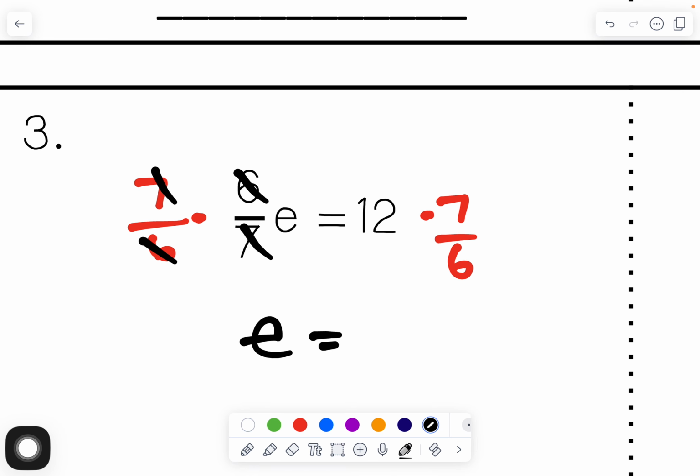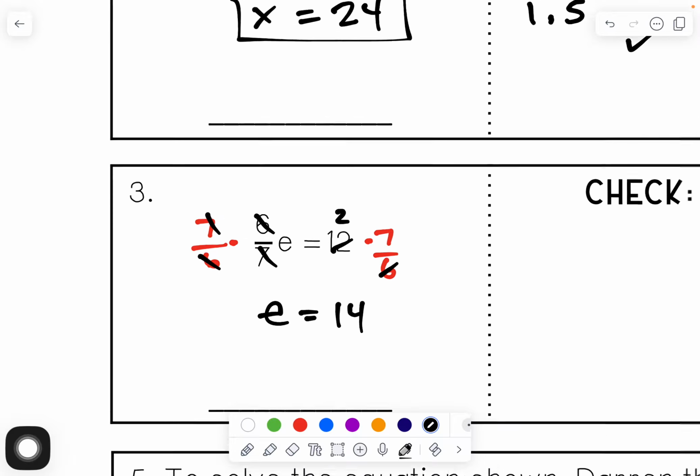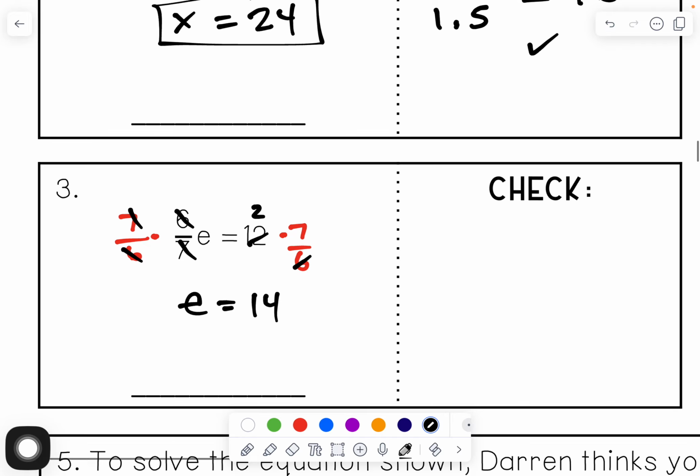Now the nice thing about simplifying this in my head, because I don't have a calculator, would be the 6 and the 12 reduced to 2. And I can do 2 times 7 to get 14 as my best answer. I'd still want to check my answer, so I take 6/7 times 14 on my calculator, and I try to see, does it equal 12? And in this case, it does.